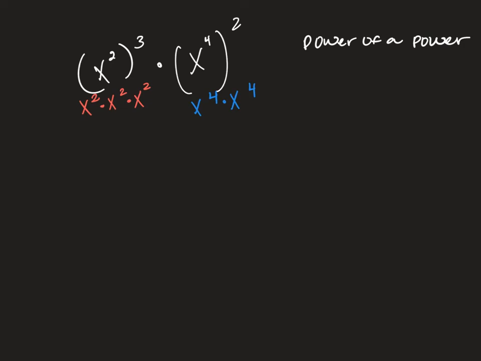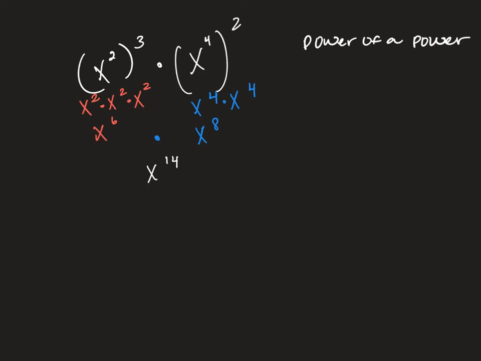Now remember, if I have x squared and x squared and x squared, so I have 2 x's, 2 x's, and 2 x's, this is the same as x to the 6th power, or I'm just adding the exponents together. If I have 4 x's and I have another 4 x's, then that means that I have a total of 8. So that is x to the 8th power. So if I have x to the 6th power times x to the 8th power, so I have 6 x's and I have 8 x's, that means I have a total of 14 x's. So my simplest answer would be x to the 14th power.